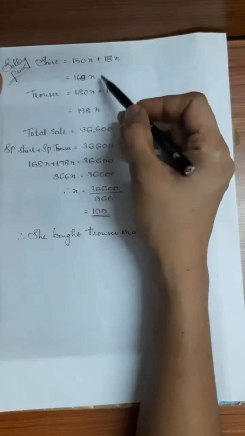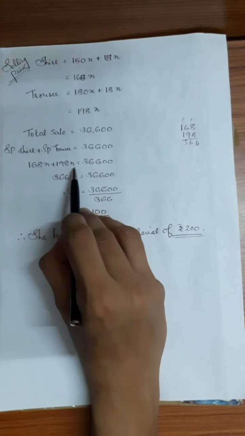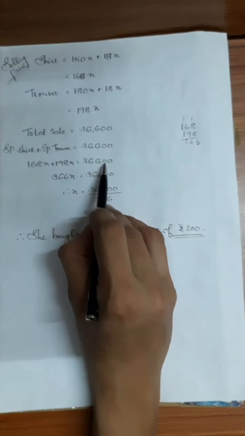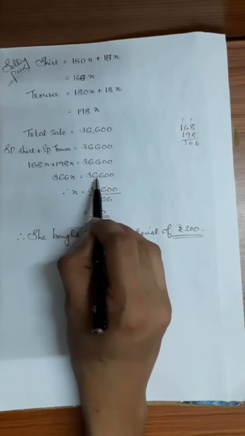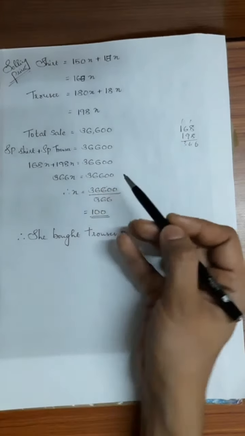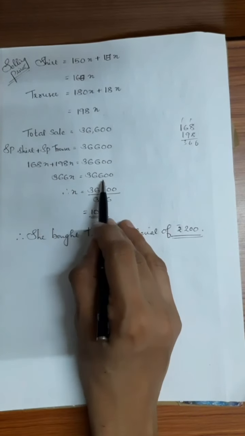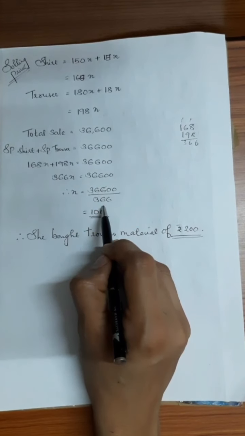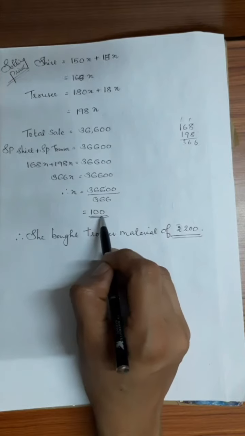While adding these two terms, we will be getting 168x plus 198, which gives us 36,600. So while adding these two, 366x equals 36,600. Therefore x is multiplied here, so while taking it to the right-hand side, we need to divide by 366. So while dividing, we are getting the x value as 100.